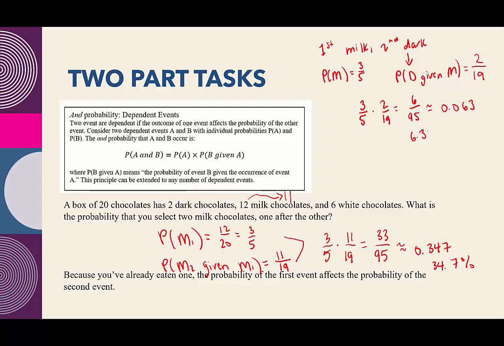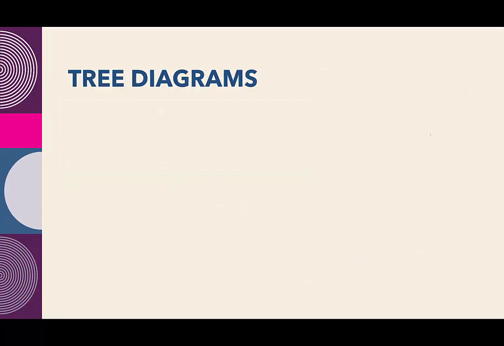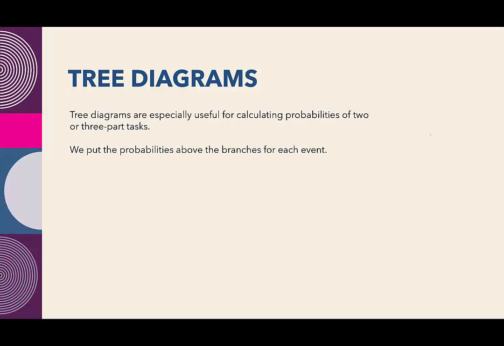And the likelihood of this is about 6.3%. One way we might organize especially dependent events, but 2 or 3 part tasks, or really 4 or 5, although it tends to get messy, is using a tree diagram.